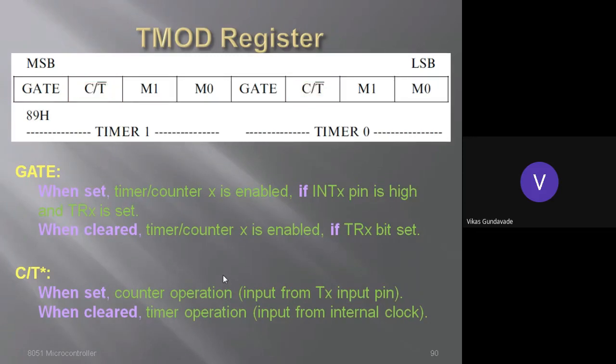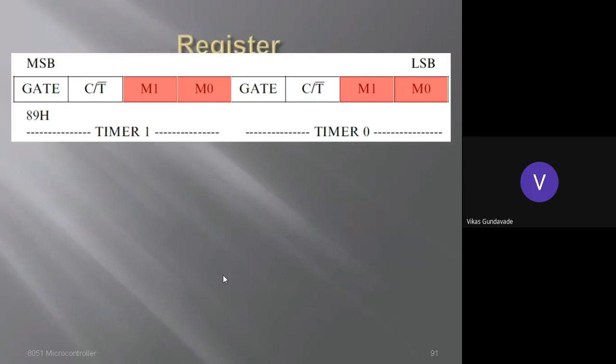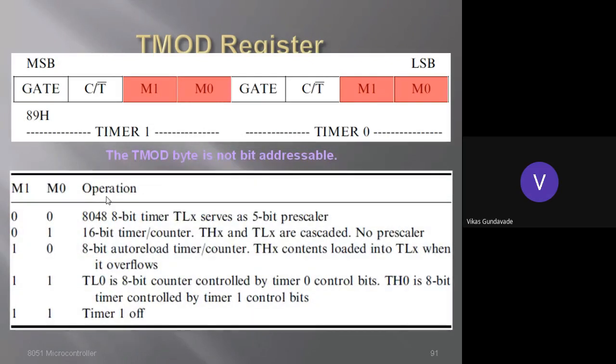Now every timer available in the 8051 works in different modes, and for timers there are 4 different modes, which are selected by the mode selection bits M1 and M0. The lower D0 and D1 bits are used for mode selection of timer 0, and D4 and D5 are used for the mode selection of timer 1. And these are the modes. When these 2 bits are 00, it is called a 13-bit timer.